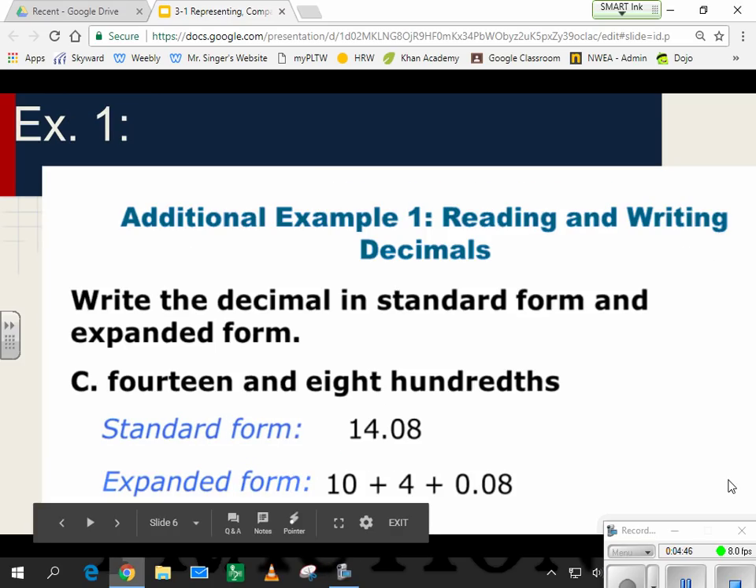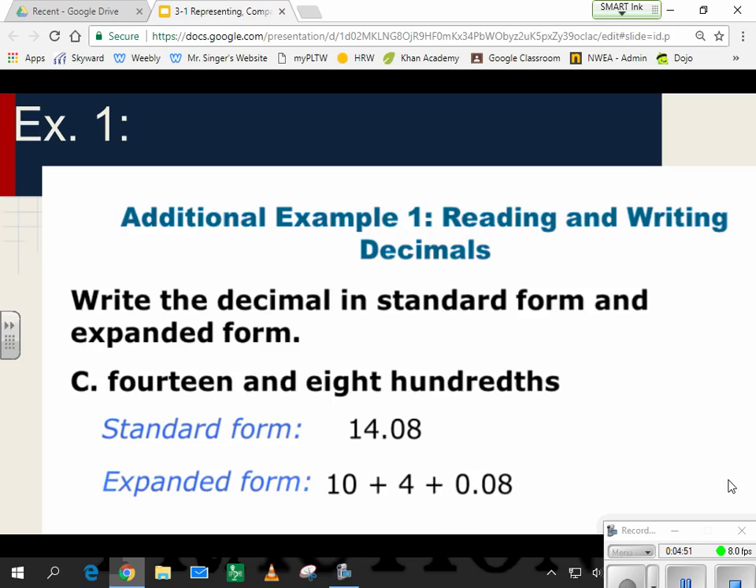Here's another example. You don't have to write this one down. Let's say you start with the word form, 14 and 8 hundredths. Any number before the word and means it's a whole number. So we're going to write 14 and, so 14 point, and then 8 hundredths. So you write down 8 and make sure it's in the right place value, the hundredths. Expanded form here, we have to separate the tens place value, which is a 1, the ones place value, which is a 4, 10 plus 4, plus the 8 in the hundredths. So that's how you separate that.